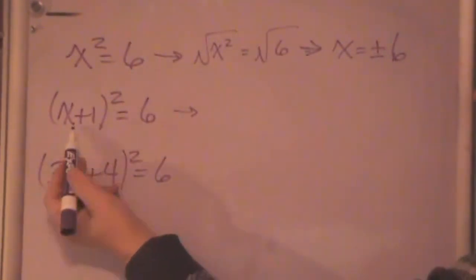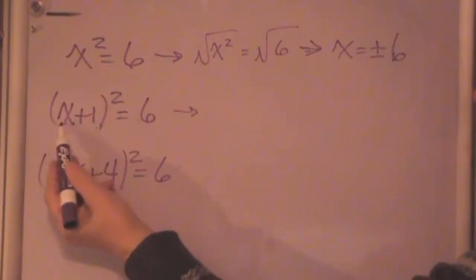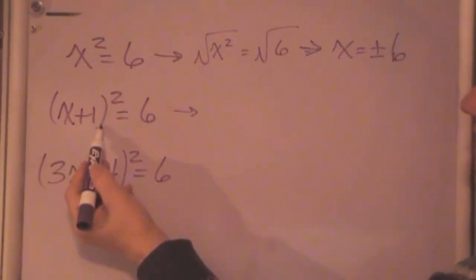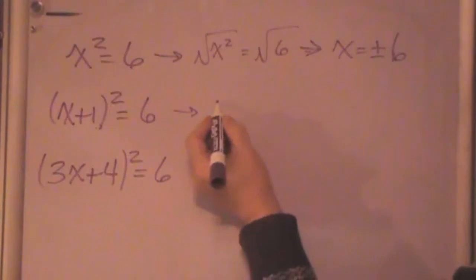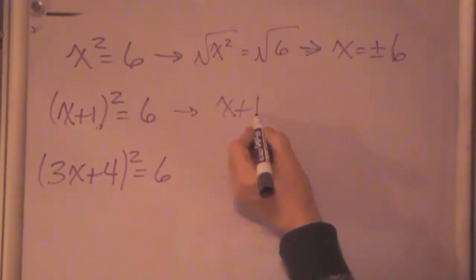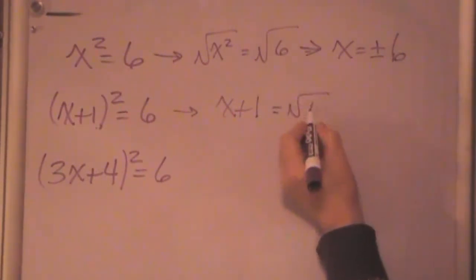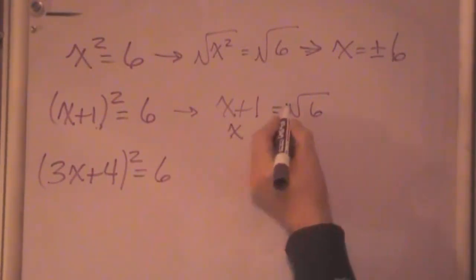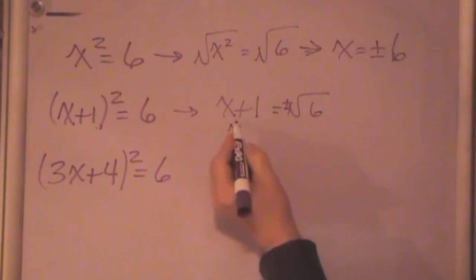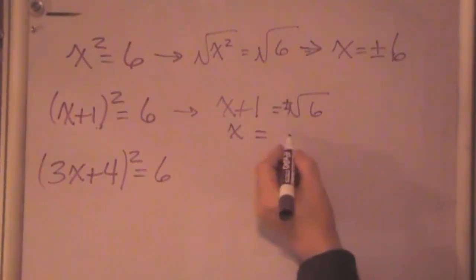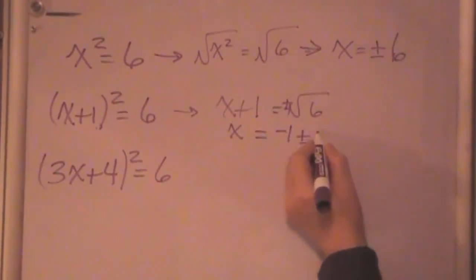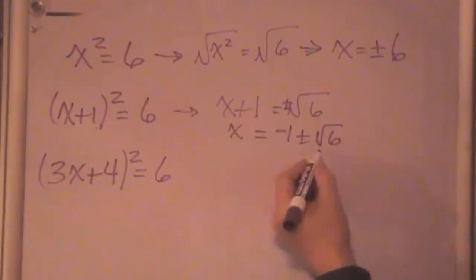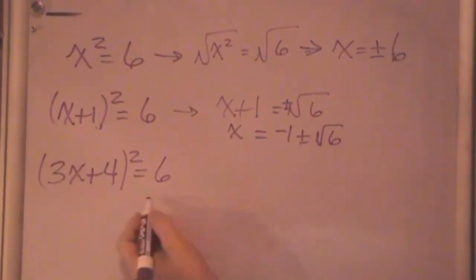So in this equation, we have a binomial square, so we're just going to take the square root of this side and take the square root of this side, which gives us x plus 1 on the left side is equal to the square root of 6. Well, now to find x, you just subtract 1 and we get x, forgot the plus or minus, is equal to minus 1 plus or minus the square root of 6. So you really have two answers here also.